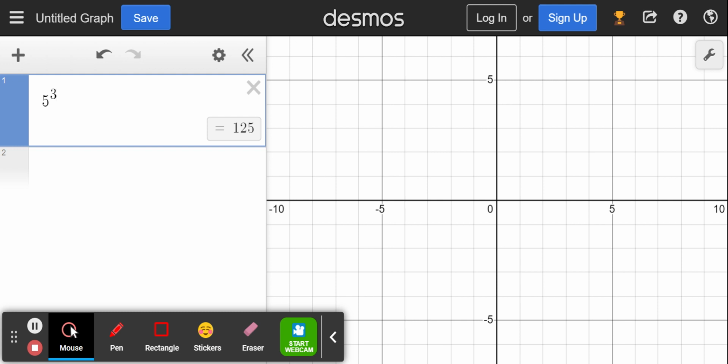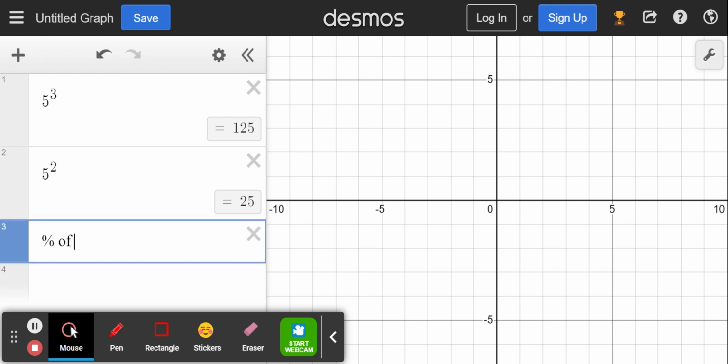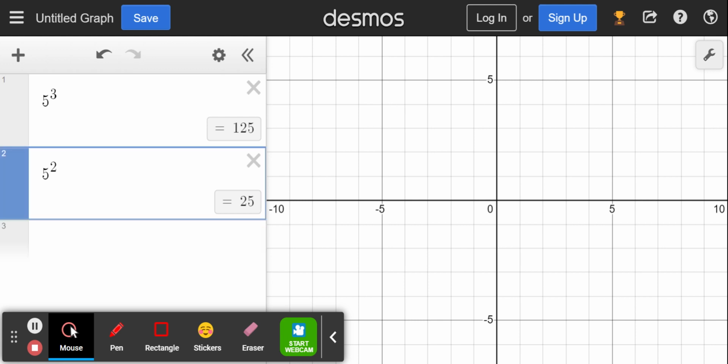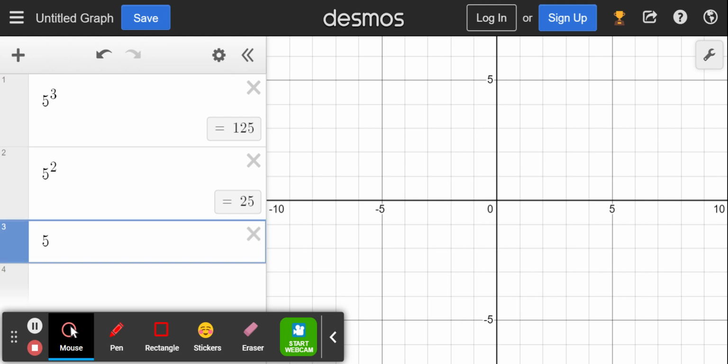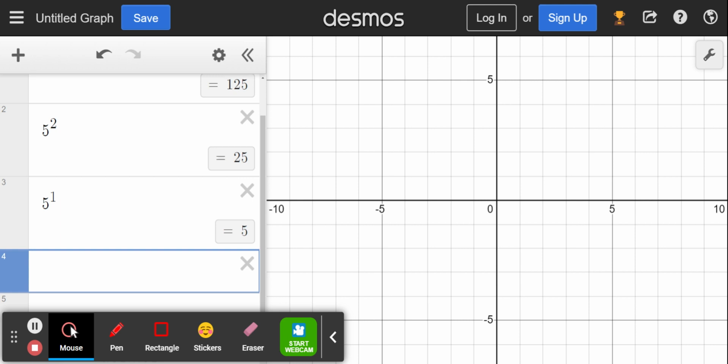Oh, it already tells me. 5 to the third. Don't look. What is it? You looked. Oh. What part of don't look do you not understand? Okay. 5 to the second. 5 to the first. Oh my gosh, what happened? 5 to the first. 5 to the 0.